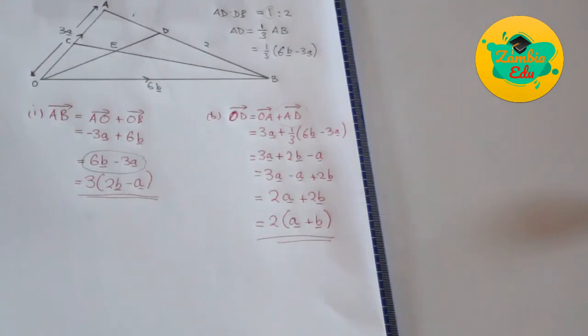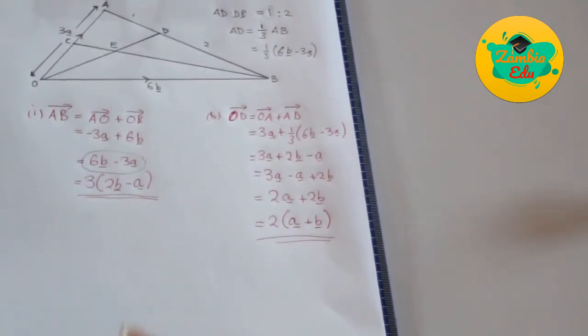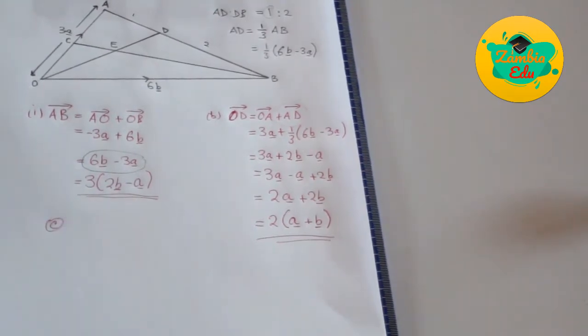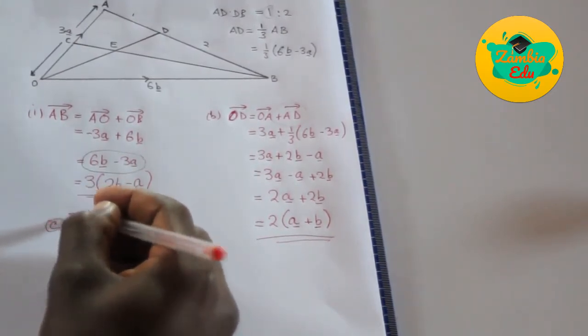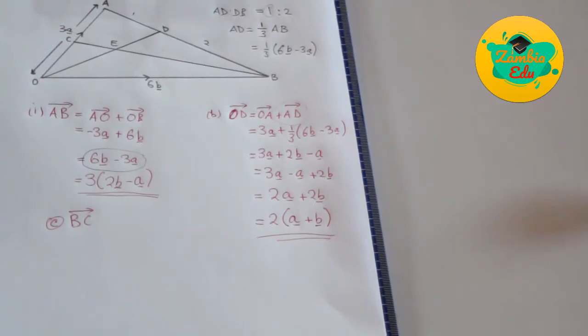So quickly, let's do our third part, which is our C. Let's solve our C here. C says, find vector BC. We're now looking for vector BC. We are trying to express BC in terms of a and b.